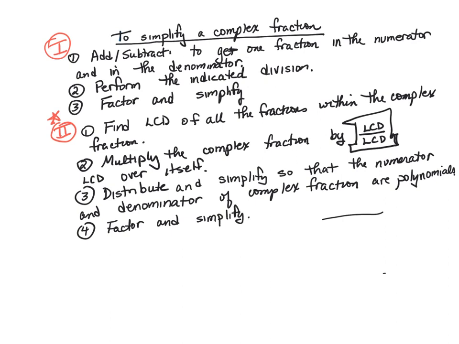So let's try another one together, and I'll call this number 2. Okay, so the problem I wanted to look at is 1 plus 2 over x, all over 1 minus 4 over x squared. Let's try method 2. Let's take the least common denominator of these denominators. And the least common denominator of those two is x squared. So we multiply the top and bottom by x squared over itself.